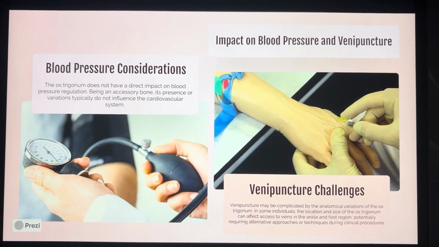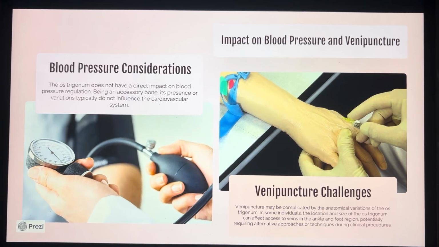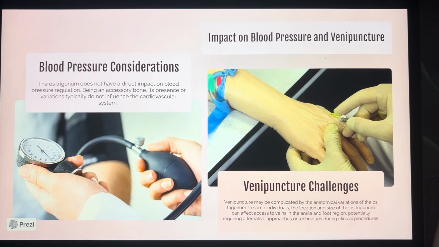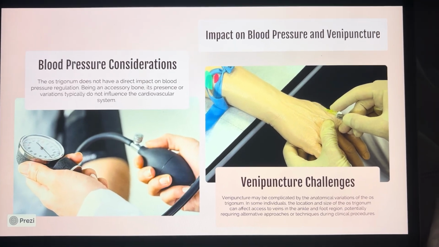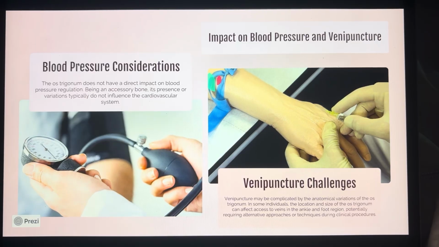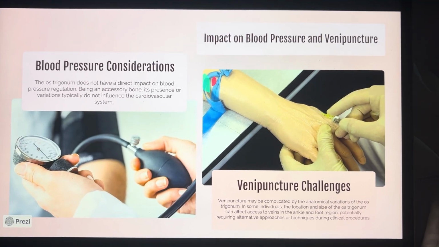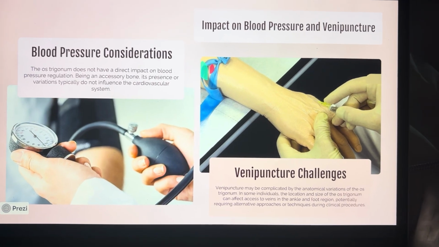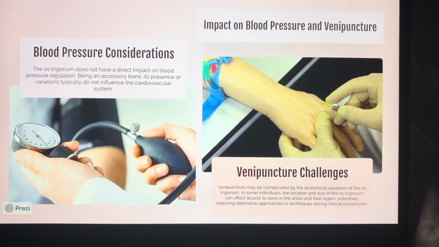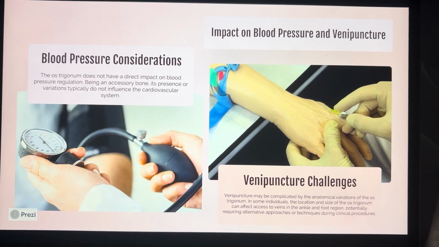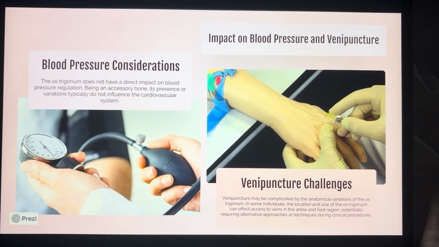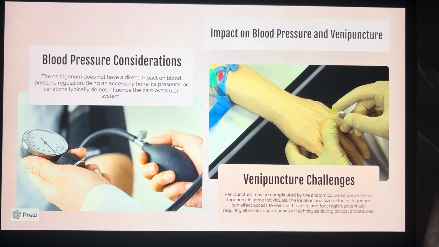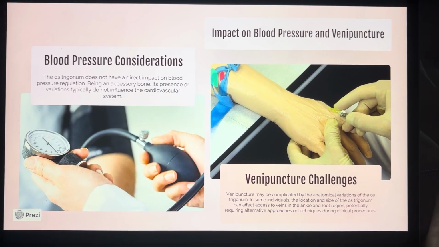Impact on blood pressure and venipuncture. The os trigonum doesn't have a direct impact on blood pressure. Being an accessory bone, its presence typically does not influence the cardiovascular system. Venipuncture may be complicated by the anatomical variations of the os trigonum. In some people that have it, the location and size of it can affect access to veins in the ankle and foot region. It may require alternative approaches or techniques during clinical procedures involving this.